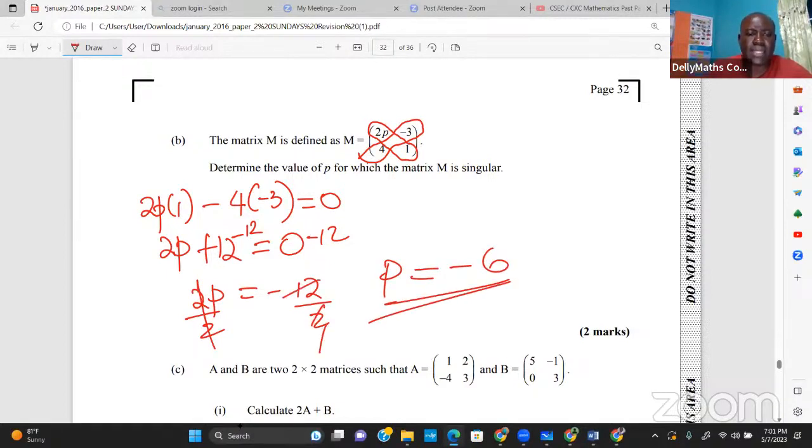Right? So you're seeing that -6 coming up. So if p is -6, then you will see that we will definitely get that. All right.